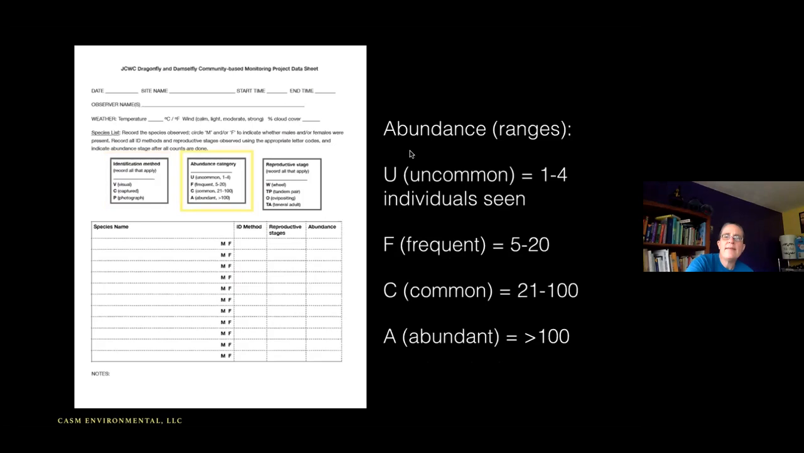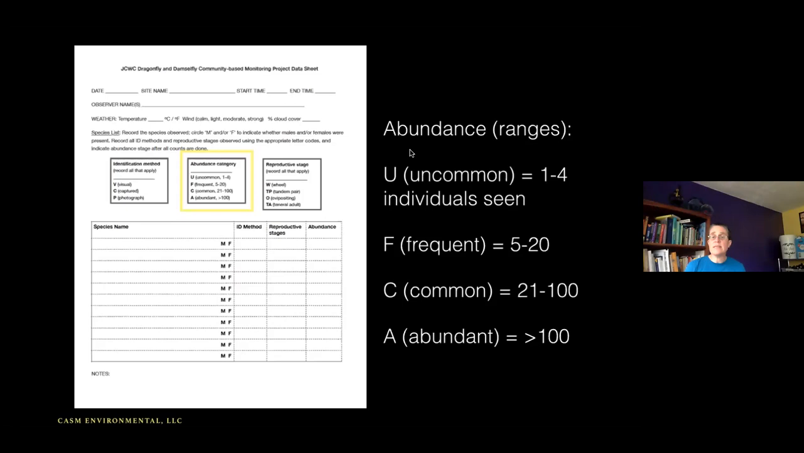And then for abundance, you can record the numbers that you're seeing, but for ease of reporting, what we are recording is abundance categories. If you only see a handful, 1 to 4 individuals in your entire survey of a particular species, the category is uncommon. It was there, but there weren't very many of them. If you're doing your counts and you see more like a few dozen, 5 to 20, it occurred frequently. So F category. If you're seeing up into 20, 40, 60, 80, 100, common, that's the category.